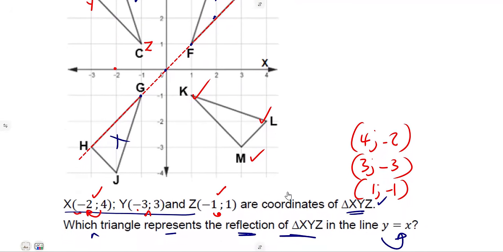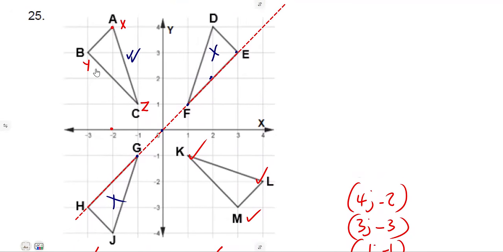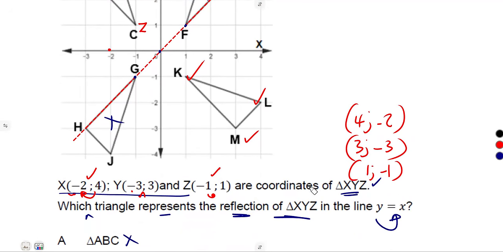So guys, there was not even a need to represent these points. You can go straight forward. They told you it's a reflection in the line y is equal to x. Use this interpretation. Then check which triangle has got these coordinates.